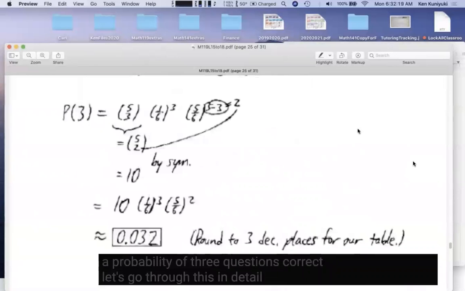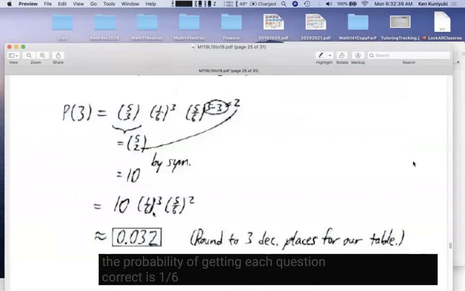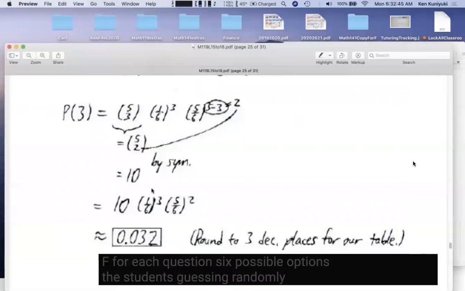Let's go through this in detail. 5 choose 3, 5C3. We just mentioned that that binomial coefficient was 10. There are 10 ways of getting 3 questions correct and 2 questions wrong on a test of 5 questions. That's 10. All right, the probability of getting each question correct is 1/6 because it was A through F for each question. 6 possible options. The student is guessing randomly. 3 questions correct, 1/6 to the 3rd.